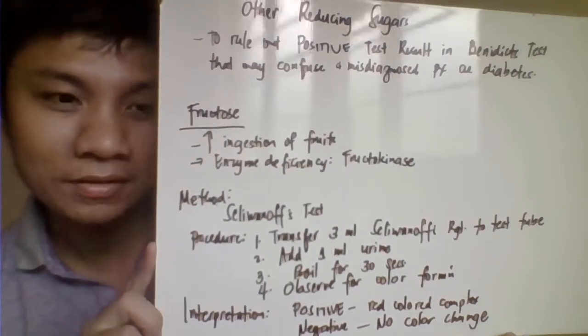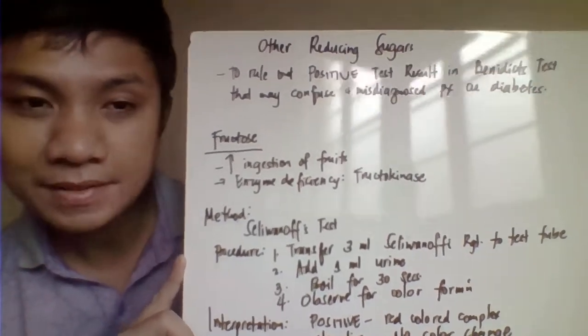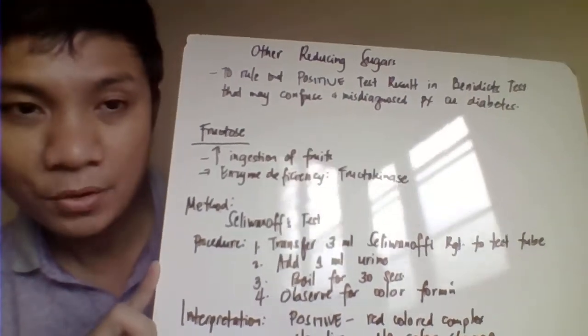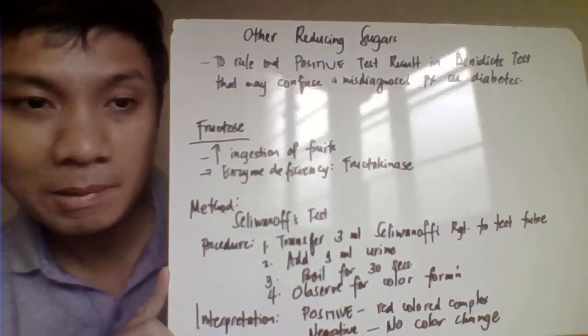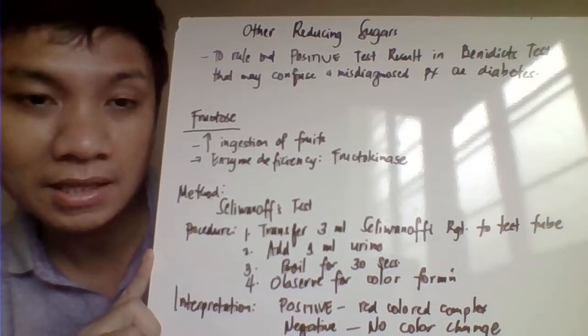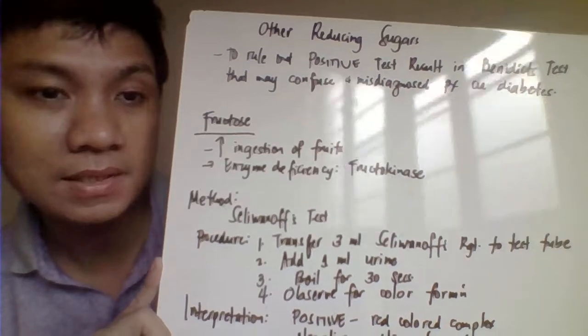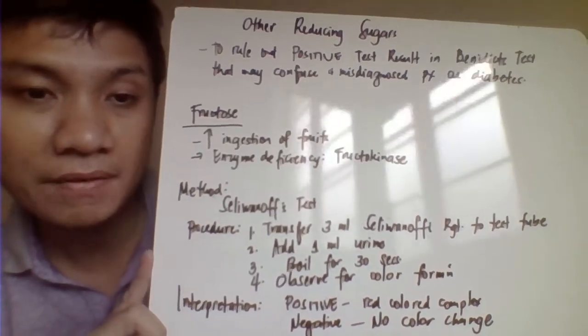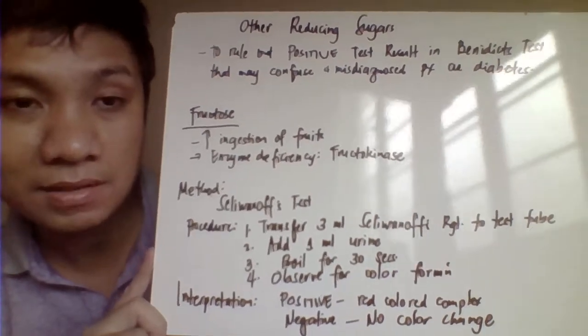Okay, so today we're going to take up the test for the other reducing substances, other sugars. Generally, our Benedict's test provides us with preliminary testing: if it gives a positive result, the substance present in your urine sample is a reducing substance. Remember that there are several reducing substances that might react and give a positive result with your Benedict's test.